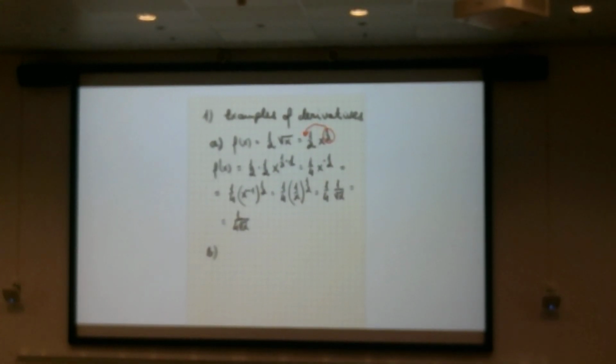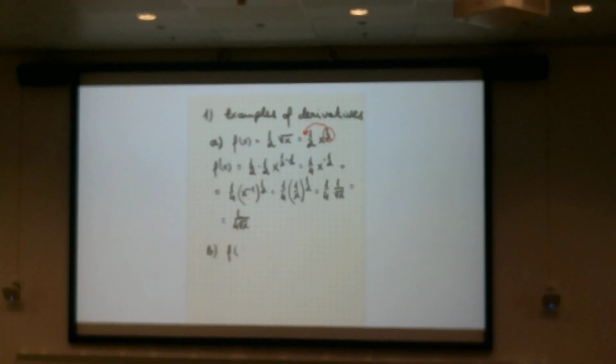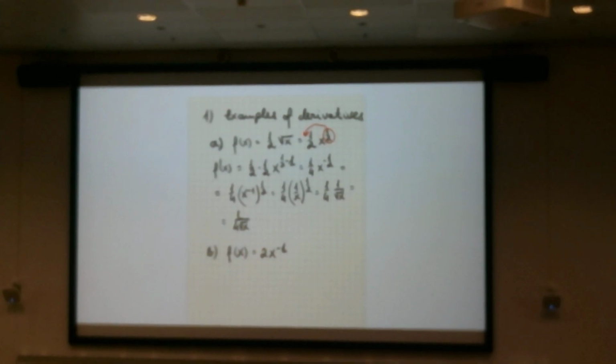In example B, we have something similar, so I still want us to work with the powers. Let's say I have 2 times x to the minus 1, right? So the power is minus 1, but I can just, again, use the power rule because it can be any number apart from 0. So then I can totally use it.